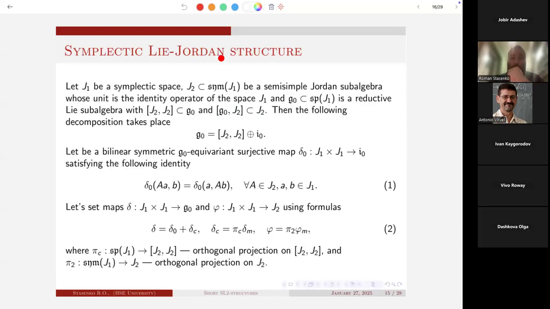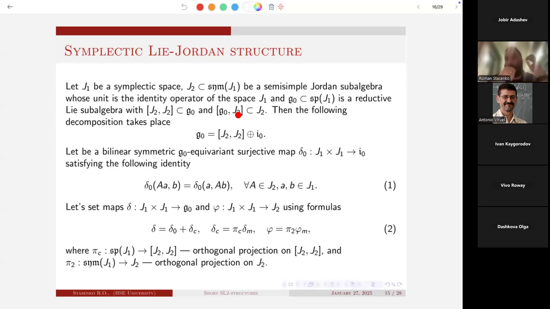Then with these assumptions, we get the following decomposition: J0 is the direct sum of the commutator of J2 and the ideal I0, which acts on J2 by 0. So if we compute the commutator of I0 with J2, we get 0.